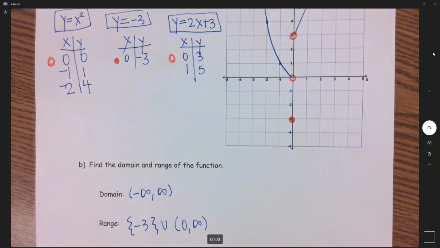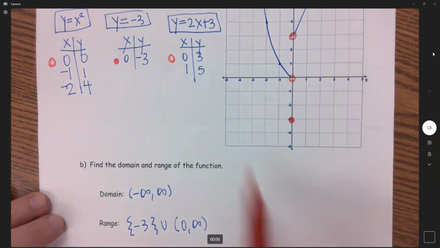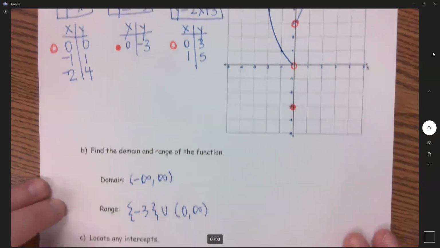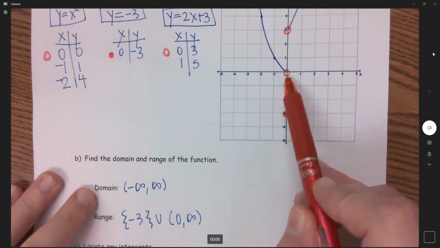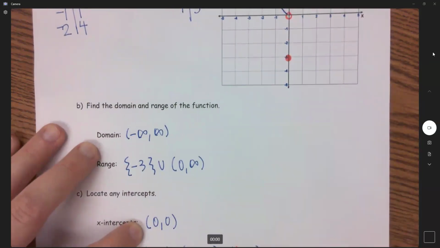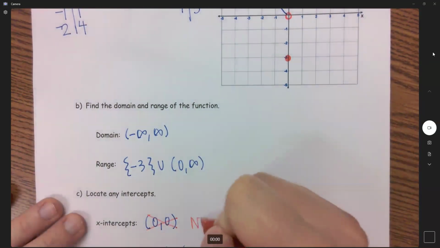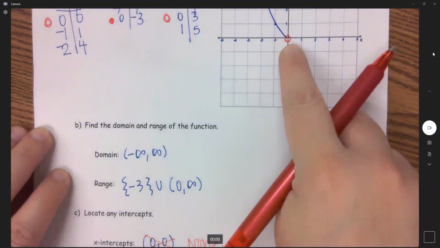Now, x and y intercepts. I actually messed up a little bit. Your x-intercept is where this graph is crossing on that x-axis right here. And it's tempting to say right here 0, 0, which is exactly what I did. But because this is an open circle right here, that point is not actually included. And so here, we actually have none. We have no x-intercepts, because this is an open circle.